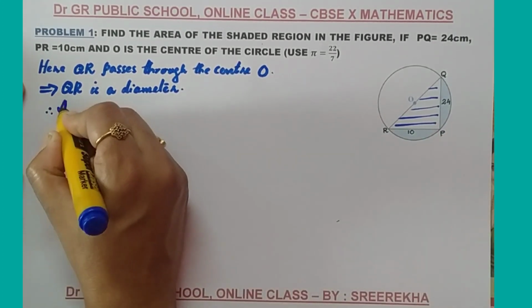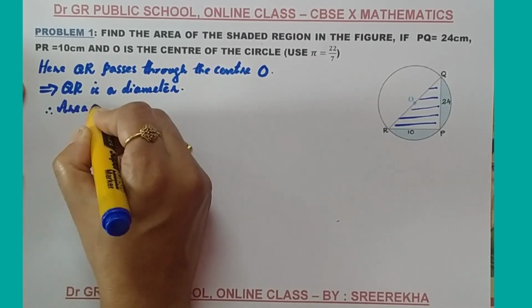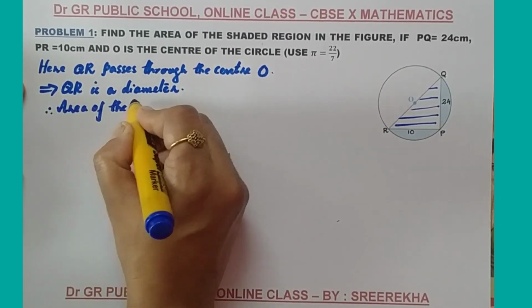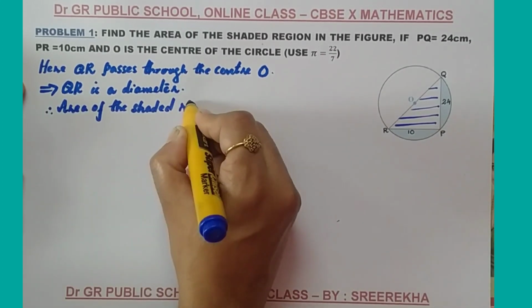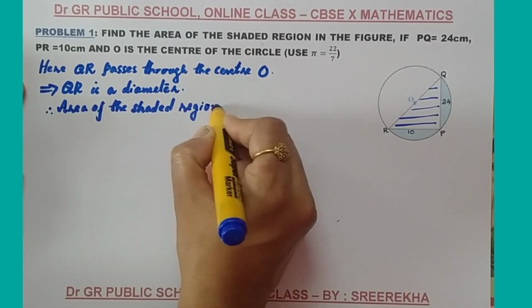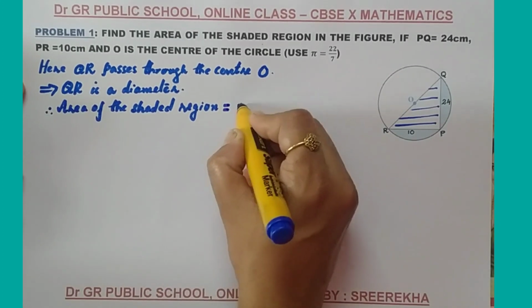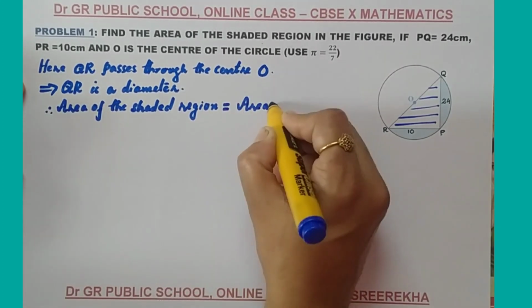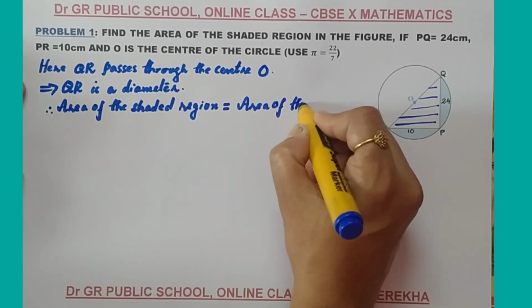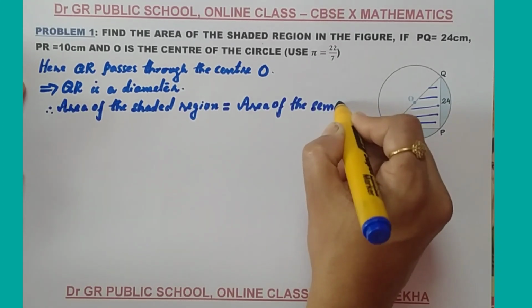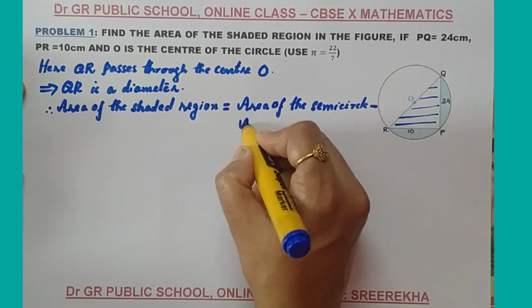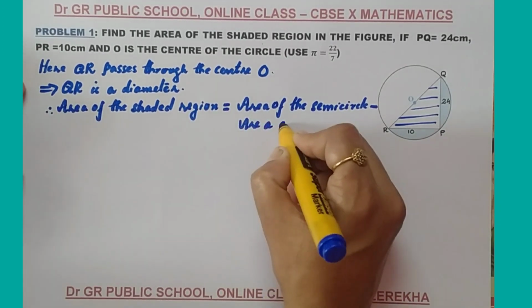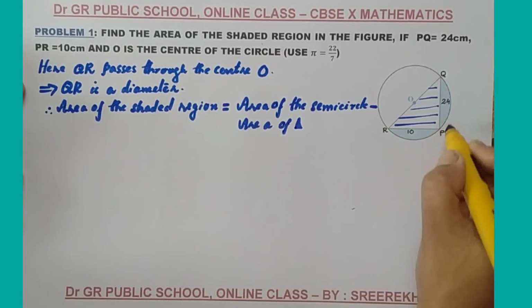Therefore, identify that at first. Area of the shaded region equals area of the semicircle minus area of triangle QPR.